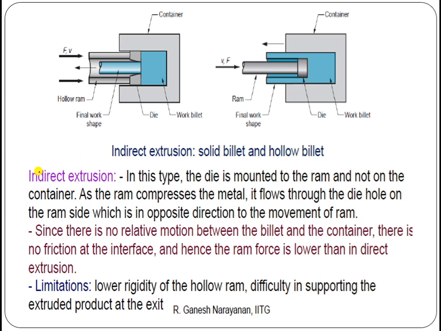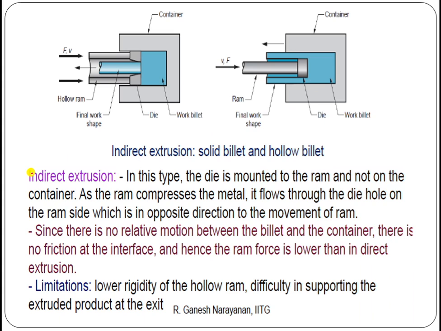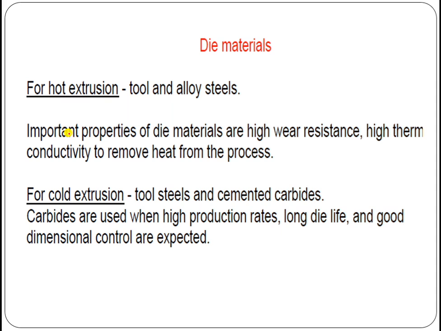These are the two examples: this is the direct extrusion example, and this is the indirect extrusion example. But we are not going into the details of this, because this is not in your syllabus. The die materials I have already told you. For tool and alloy steels, these are important. For cold extrusion, tool steels and cemented carbides.